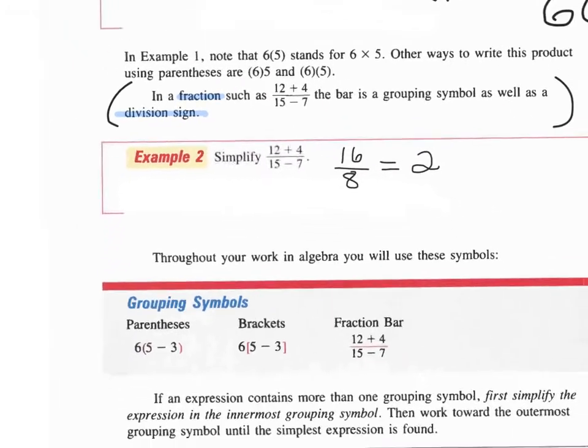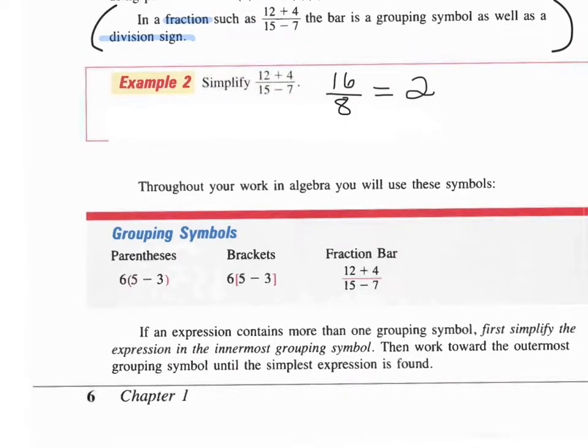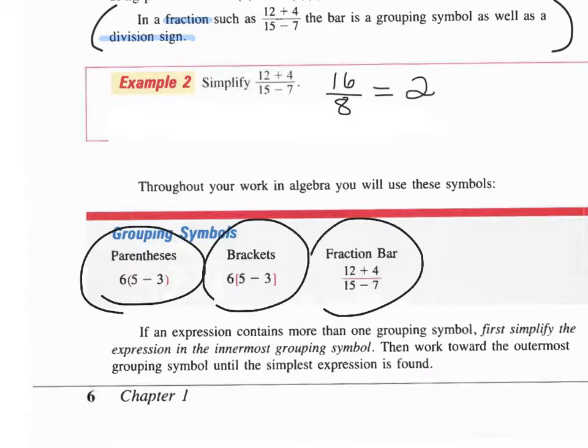So again, here are different types of grouping symbols. The first one is parentheses. These are brackets. And then a fraction bar. These are all examples of grouping symbols. And go ahead, question? Why would one need brackets as opposed to parentheses? Because those two expressions, they look the same.